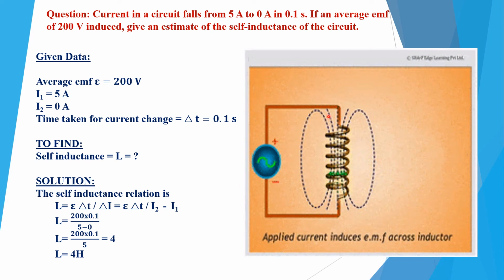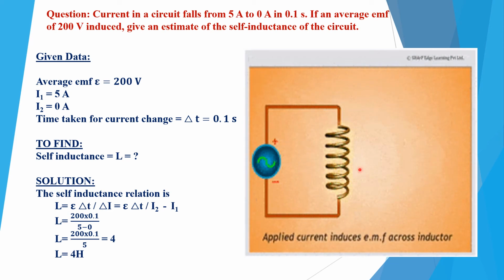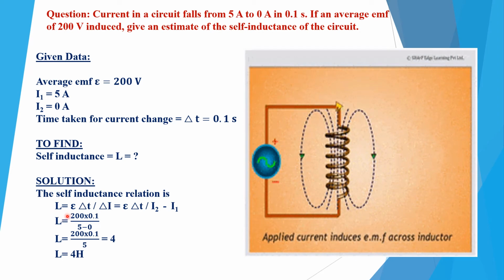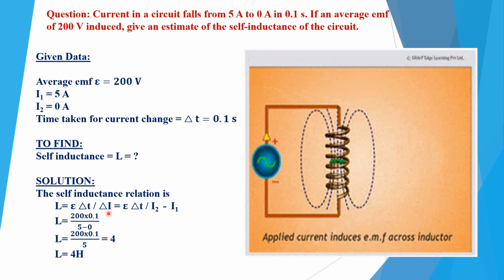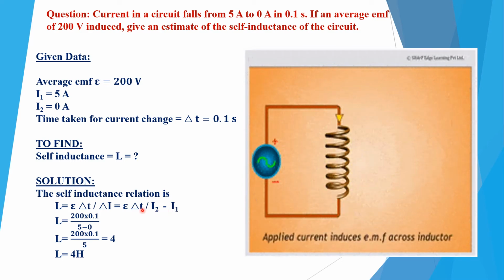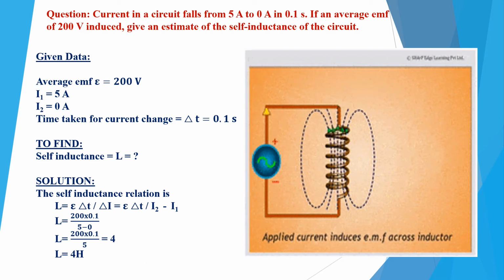So here in this coil, current is changing from 5 ampere to 0 ampere in 0.1 seconds, and the average EMF induced is 200 volts. We need to calculate the self-inductance, and the formula is L equal to induced EMF into delta T divided by delta I, where delta I is the change in current, final minus initial current, I2 minus I1. Putting all the values, we get self-inductance equal to 4 Henry.